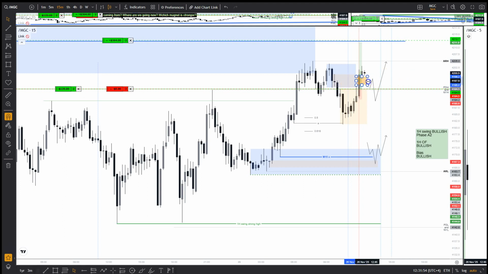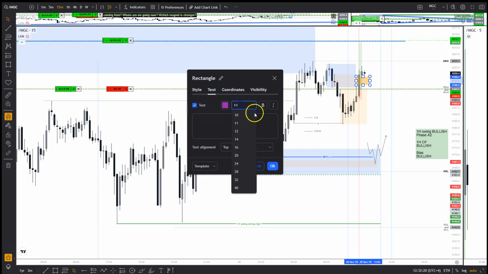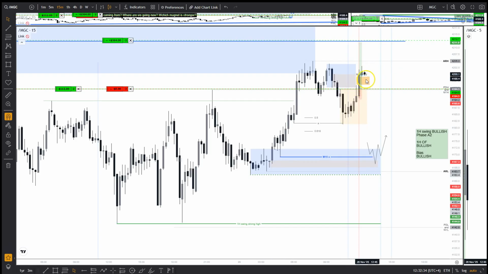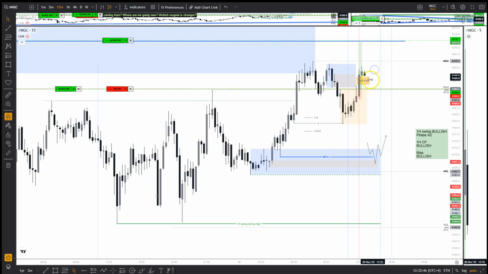This is M15 fair value gap, and this is some kind of protection for my position, because this might be a strong support for the price to continue higher. I'm gonna remove this now because this is fulfilled. And this is a strong support. This is M15 fair value gap. Now, if this M15 fair value gap breaks, then we'll have an inverted fair value gap. And then potentially we could be selling.